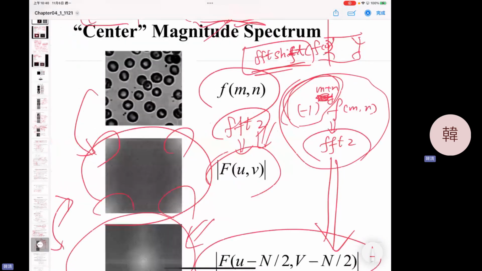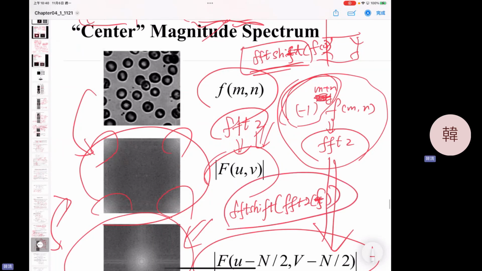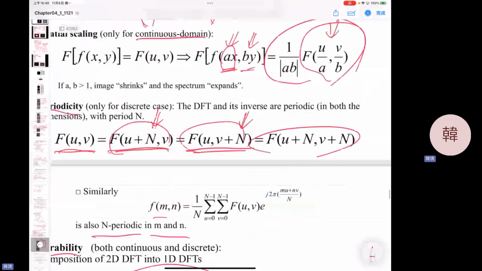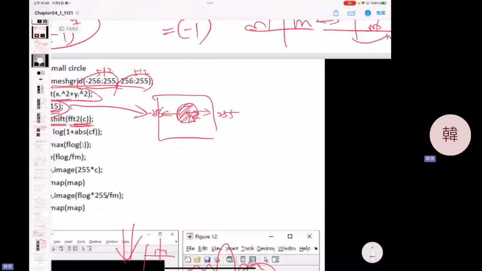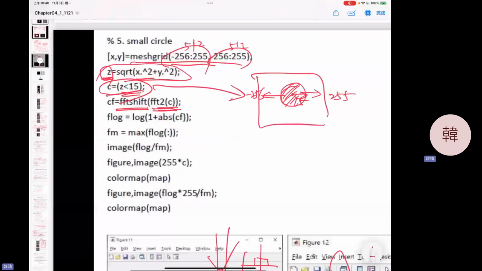Always in MATLAB, we use fftshift first, and then FFT2 of your image to get the result. Then you can see the amplitude. I remember I already showed that one, right? The code. Oh yeah, here. See? So that's the way we do that one.